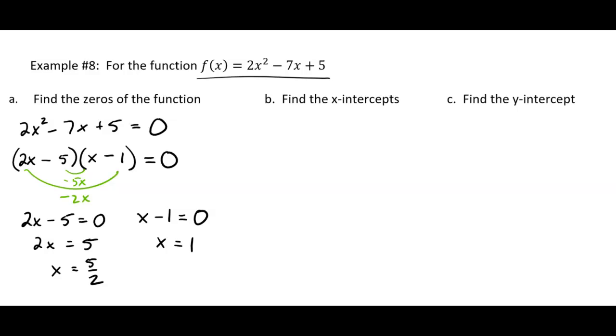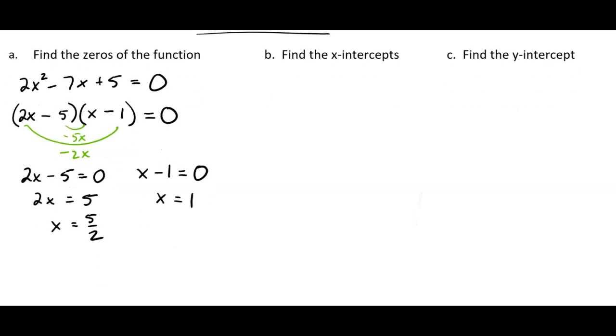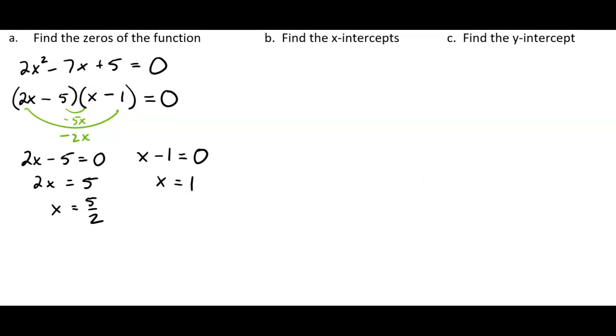So when it says find the zeros of the function, they're talking about taking the function that you have and setting it equal to 0. And so you're going to get two zeros. The zeros are 5 halves, which is one of them, and the other one is 1. Now think about what they are as ordered pairs. As ordered pairs, they are 5 over 2, comma 0, and 1, comma 0.